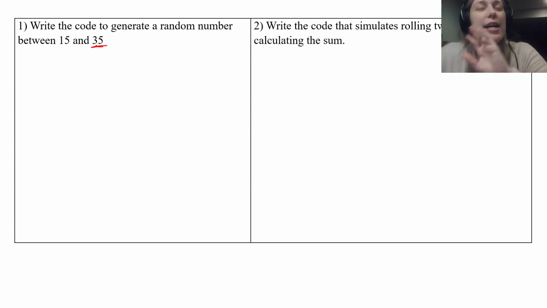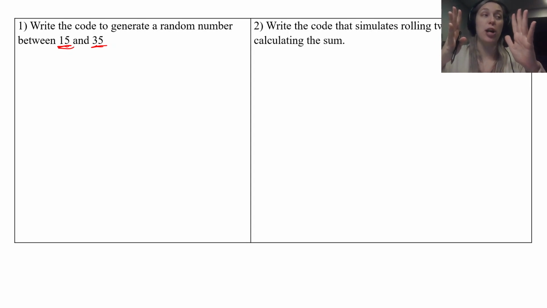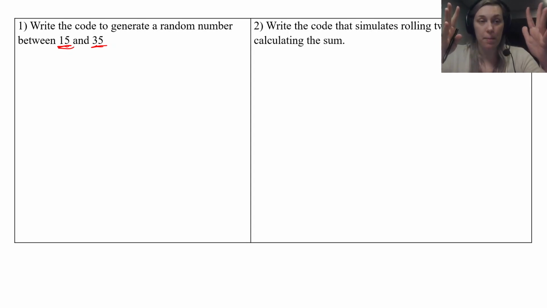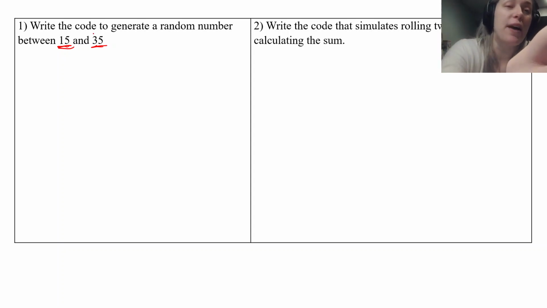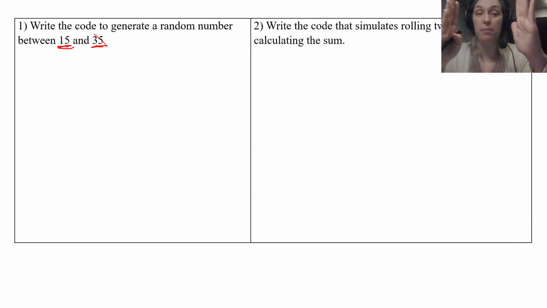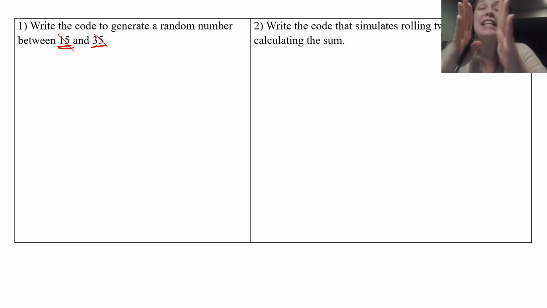And it's a little confusing because of the way we count. But if you're including 15 and 35 in the numbers you want to generate, that's 21 numbers. You can count them yourself to know I'm right. It's 21 numbers. If you don't want the 35 included, it's 20 numbers. If you don't want the 15 included, it's 19 numbers. So pay attention to what the directions are asking.